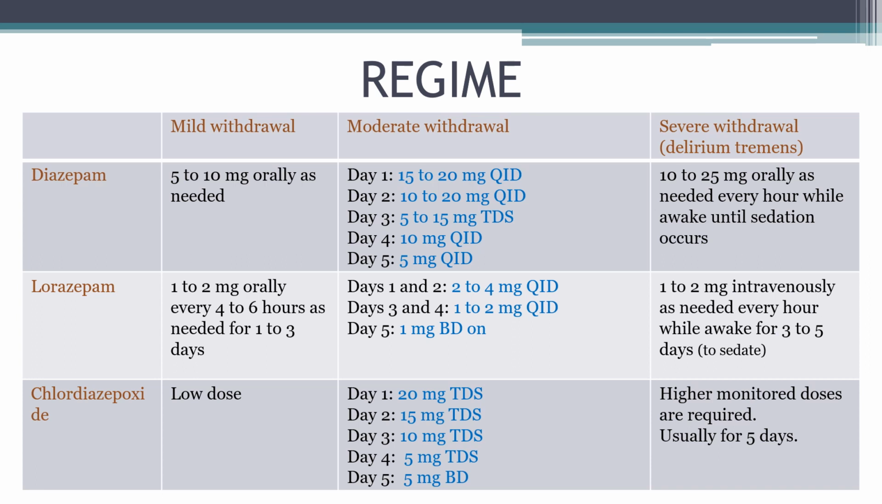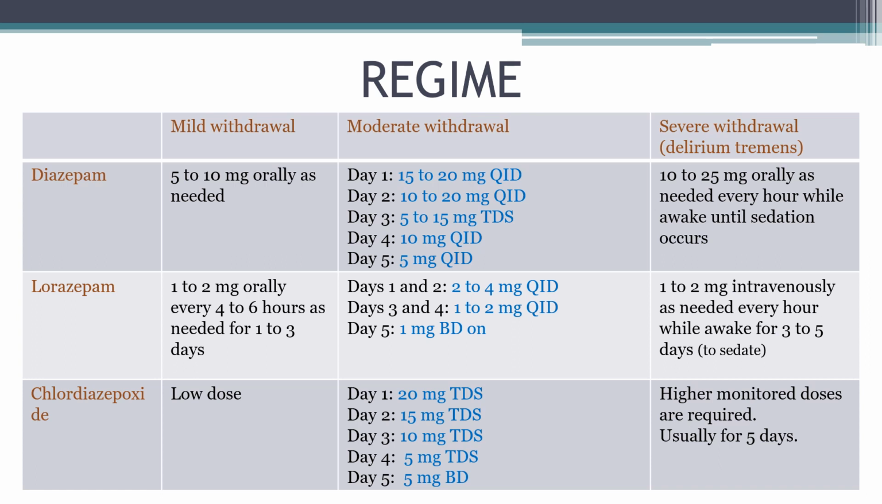For lorazepam, a low dose of 1 to 2 milligrams is required every 4 to 6 hours for mild withdrawal for 1 to 3 days. For moderate withdrawal, it is 2 to 4 milligrams QID for days 1 and 2, and 1 to 2 milligrams QID for days 3 and 4. Day five is 1 milligram BD, and then it can be stopped. For severe withdrawal, intravenous lorazepam can be given hourly while the patient is awake for 3 to 5 days. So sedation is required to combat the withdrawal symptoms of alcohol.